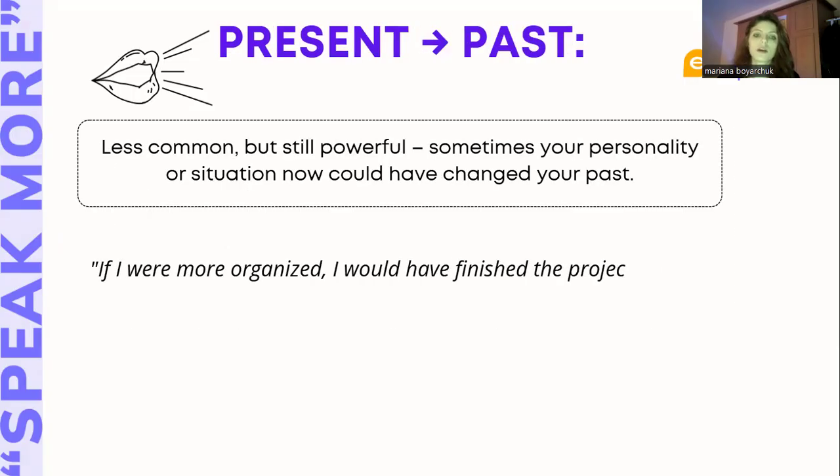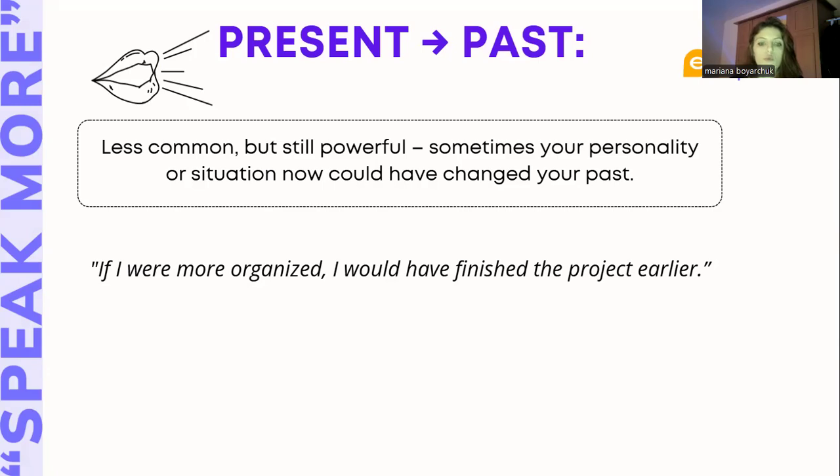Next one. If we have present to past, it's a little bit less common, but only because we not always talk about ourselves, our personal traits, or things like that. That's why we use it not very often, but still we do use it. And when do we actually do it? Sometimes your personality or situation now could have changed your path. Yeah, so as I said, it's a general thing about you. That's why it can be considered as a present thing.